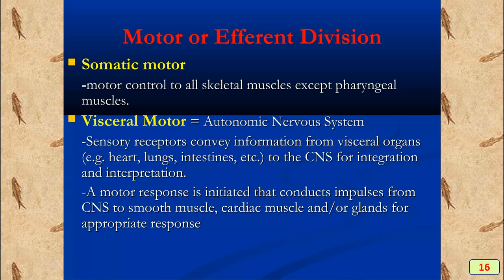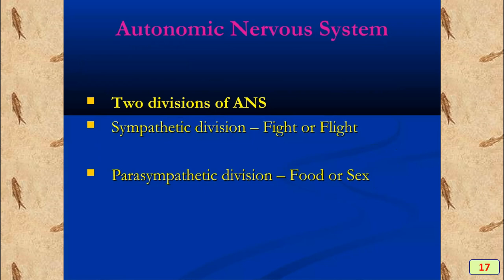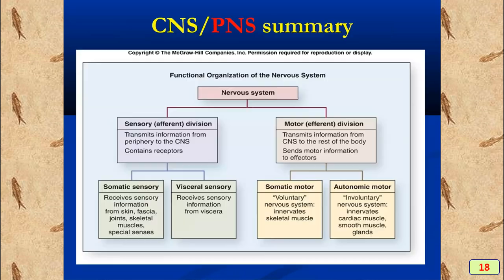It is also once again divided into the sympathetic and parasympathetic divisions. The sympathetic division is always meant for fight or flight, means to face the situation or run away from the situation. Whereas the parasympathetic nervous system is a conservative type of nervous system, and it is always related to the food or sex desire of the animal.